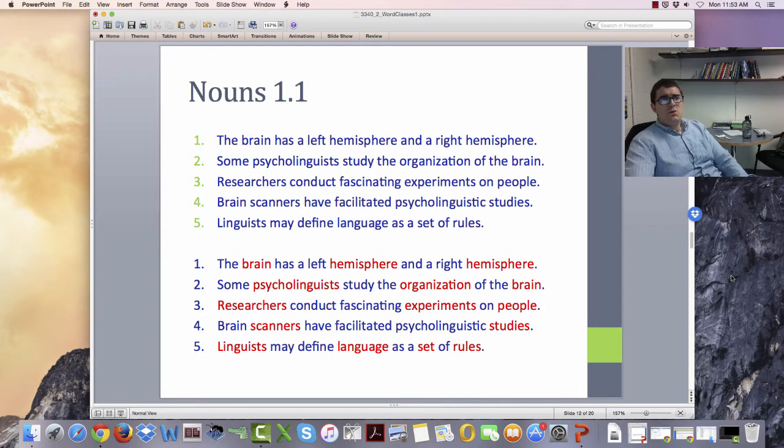So which of these words are nouns? Let's talk about 2 of these. So in number 1, we have brain, hemisphere, and hemisphere. Again, these 3 words pass the noun test. We can put the in front of these. The brain has the hemisphere and the hemisphere. Sure, it sounds awkward, but it works. We can have brains, 1 brain, 2 brains. We can have hemisphere and 2 hemispheres. So it passes the test.